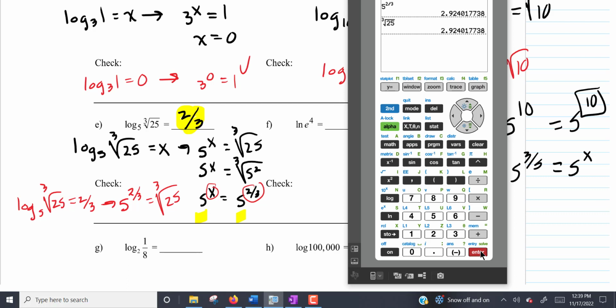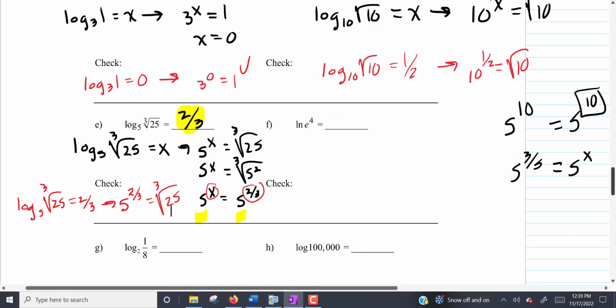Okay, all right. And then a little bit later in class, I'll show you how you could do the log base 5 on your calculator. I'll get to that a little bit later. Okay, all right, that's a weird one. That's a little harder. Okay, next one.